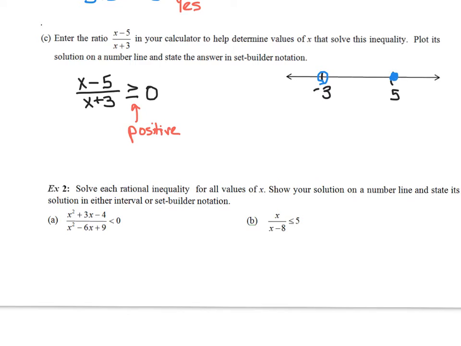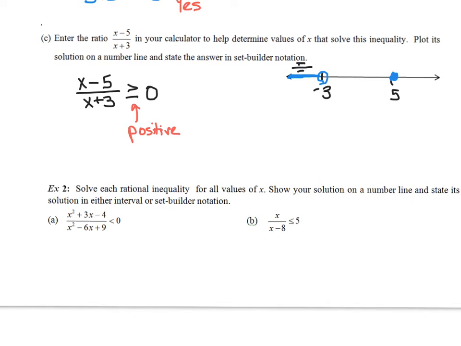-4 minus 5 gives me a negative answer, so I'm going to write negative right here. The denominator, -4 plus 3, also gives me a negative answer. So now I've got negative divided by negative. We all know that negative divided by negative is positive, so that tells me, yes, this interval does satisfy the inequality that the answers are greater than or equal to 0.